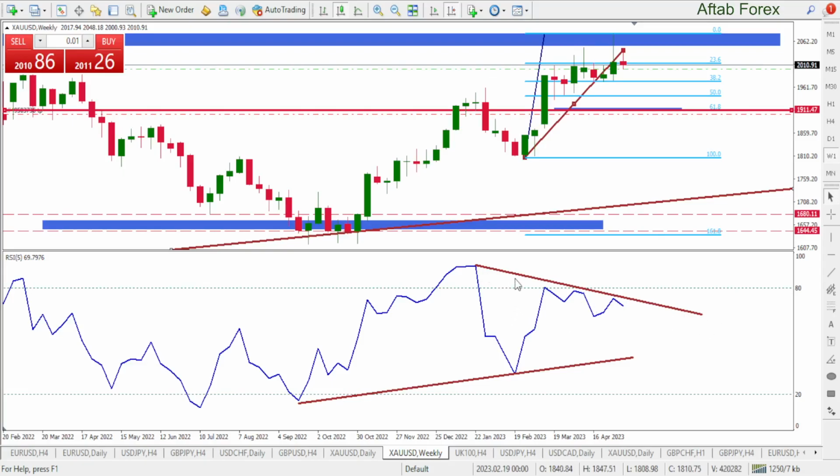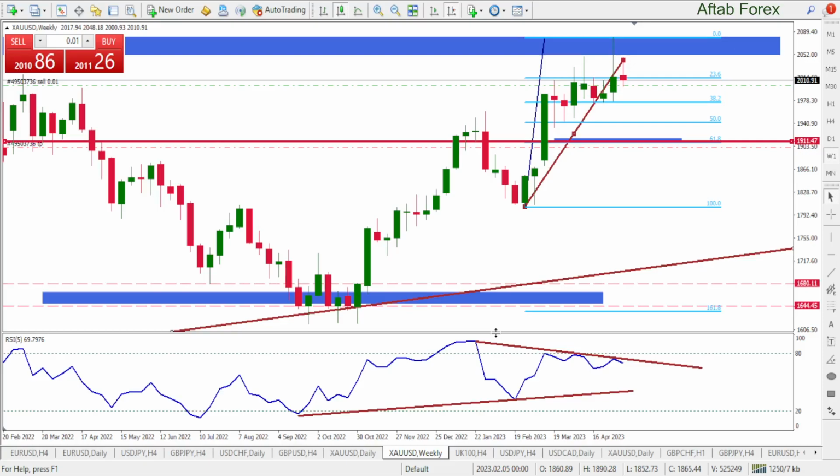But if there is a divergence, where is the double top? Usually in my strategy, when I get a divergence, I look for a double top. Where is the double top right here? Is this a double top? Not at all, my friends. This is not a double top. This is just like a ranging market. So on the weekly, I cannot get anything.